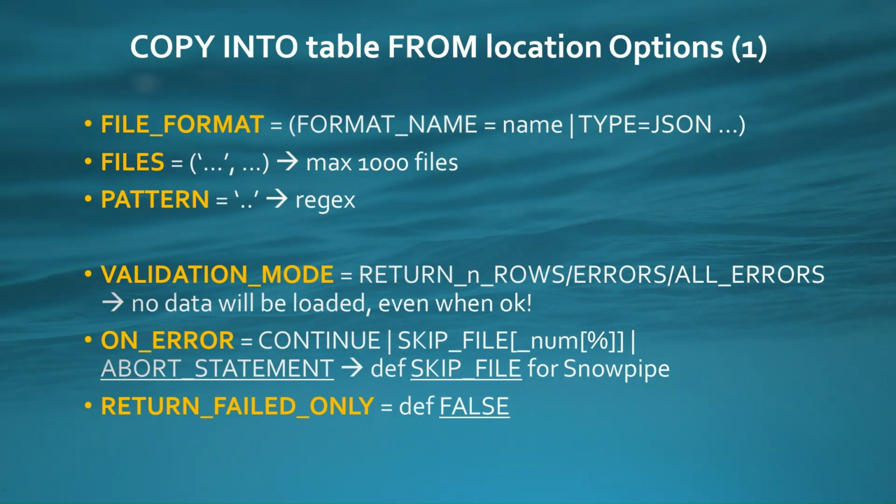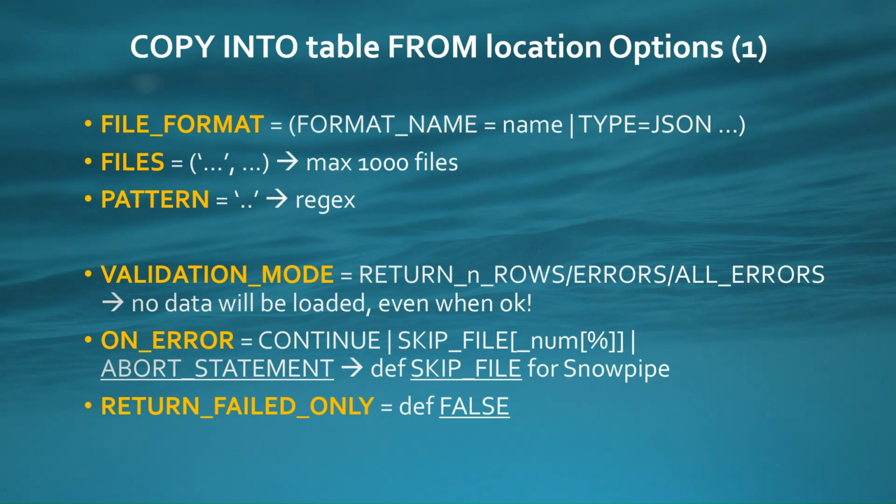Validation mode, this is important, and there is no default. Once you specify a validation mode, this means that no data will be loaded, even when everything is okay. You just want to perform some validation, see if there are errors and return those errors. As you can see here, there are some options: return n rows with n a specific number, return errors, return all errors. It depends if you want a lot of details or not.